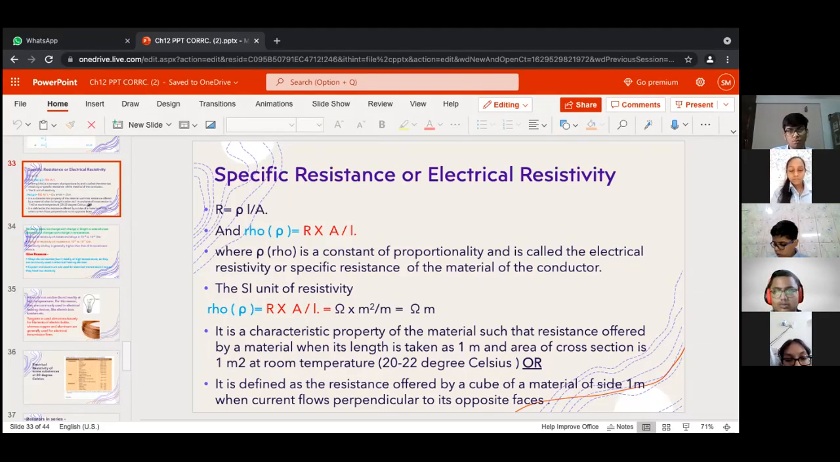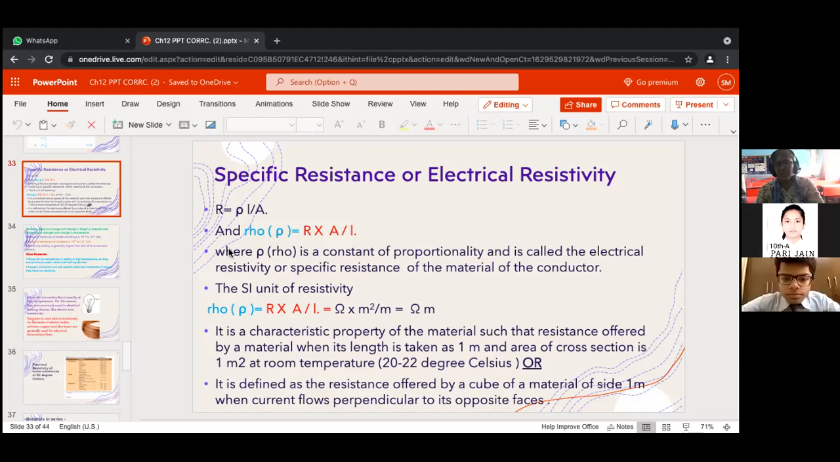Now, if I want to know the mathematical expression of rho, what will be this? Obviously, I will take all these things towards the R side, and then I will get this expression, that is rho is equal to R into A upon L, right? So, where rho is the constant of proportionality and is called electrical resistivity or specific resistance.